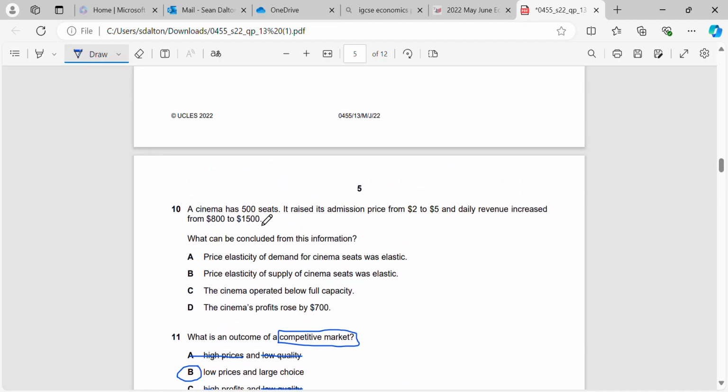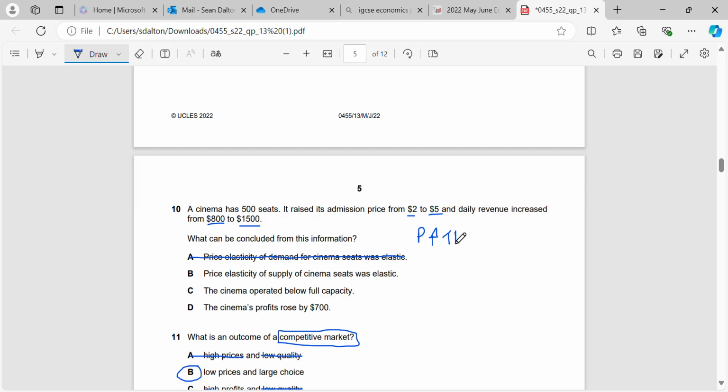Okay, this is a good question. A cinema has 500 seats. It raised its admission price from $2 to $5, and daily revenue increased from $800 to $1,500. Okay, what can be concluded from this? So for A, PED for cinema seats was elastic. We can't conclude that from the information. Why not? Price has gone up, right? But the total revenue has also gone up.